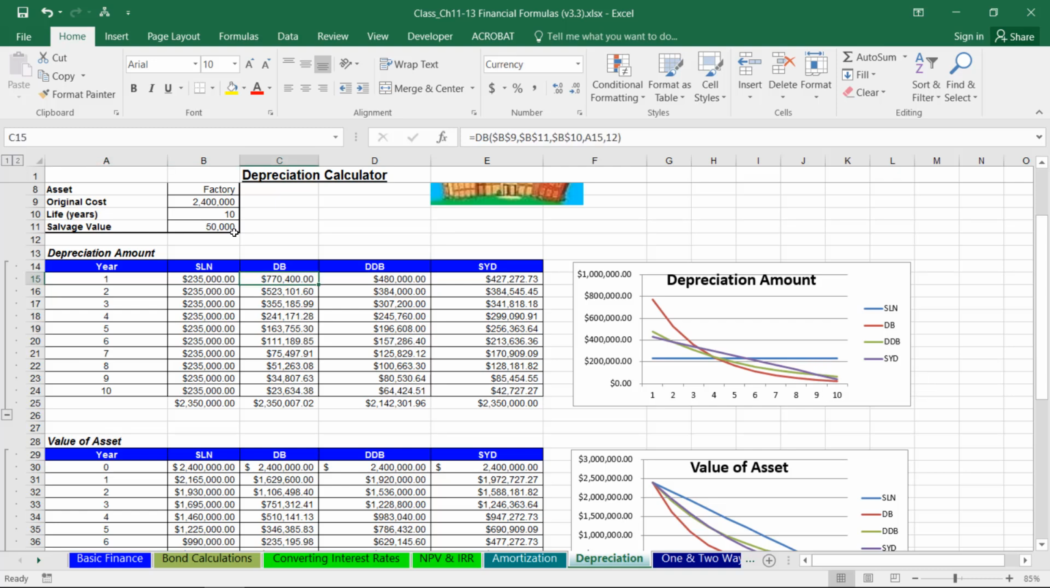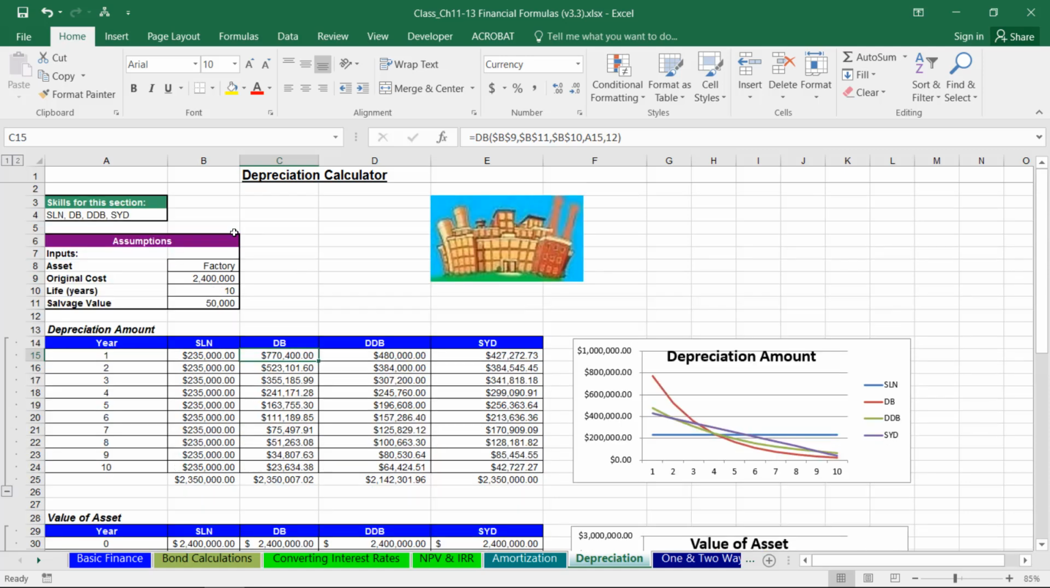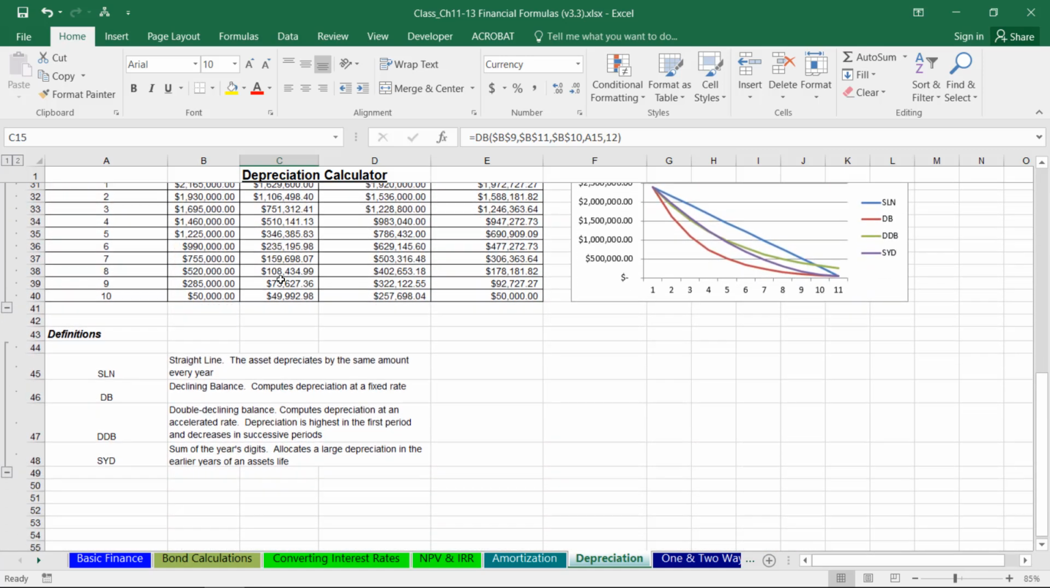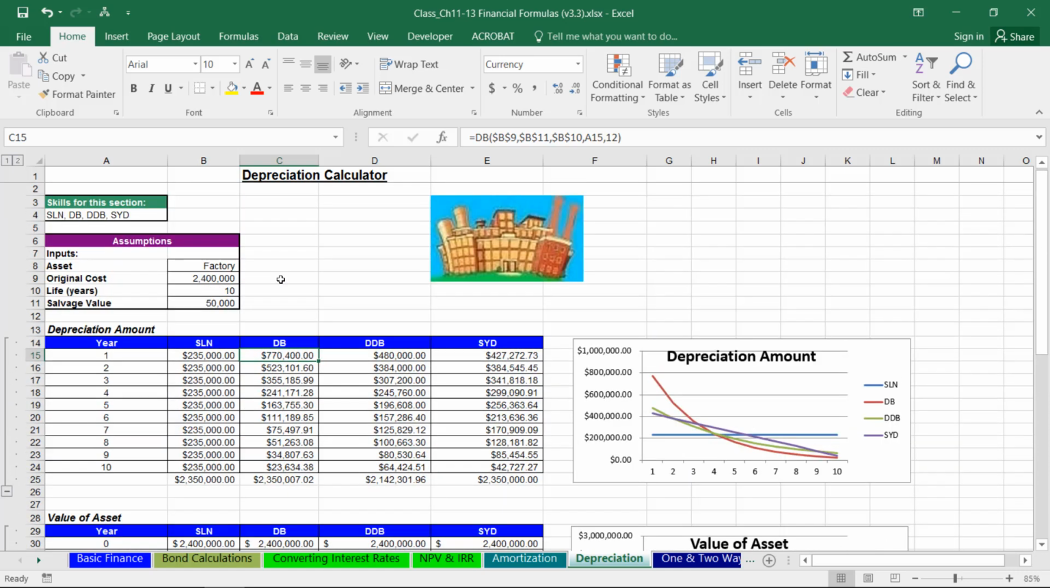Let's now talk about declining balance. You'll notice I have the definitions down here below. Declining balance calculates depreciation at a set rate. You notice in this first year it takes 3.28 times as much depreciation as straight line. And here it's the greatest in the early years, and the red line then goes down very quickly. You take less depreciation in the later years.